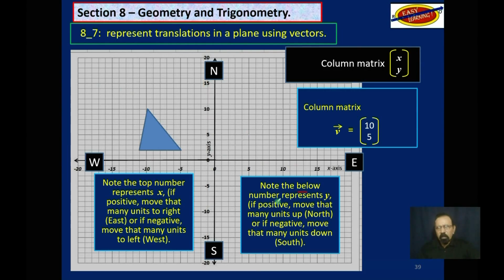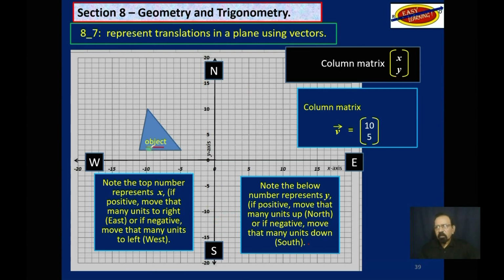Note also that the below number represents y. This 5 here represents y. If positive, move that many units up towards the north. And if negative, move that many units down towards the south.